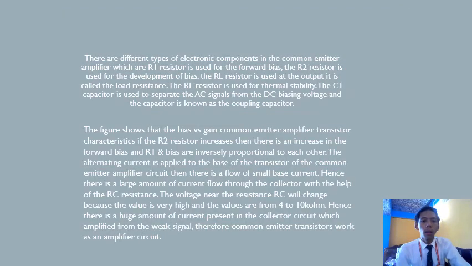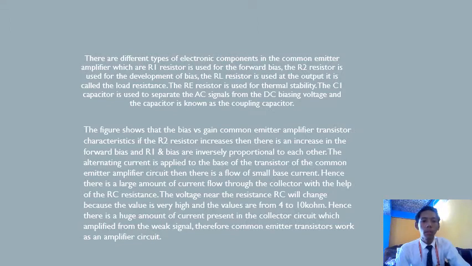There are different types of electronic components in the common emitter amplifier, which are: the R1 resistor is used for the forward bias. The R2 resistor is used for the development of bias. The RL resistor is used at the output; it is called the load resistance. The RE resistor is used for thermal stability.